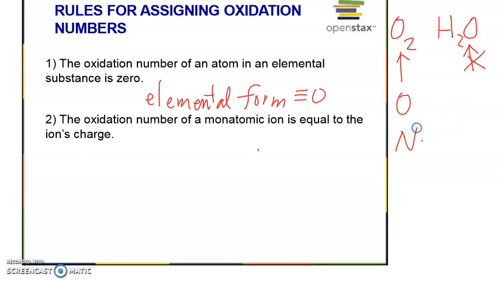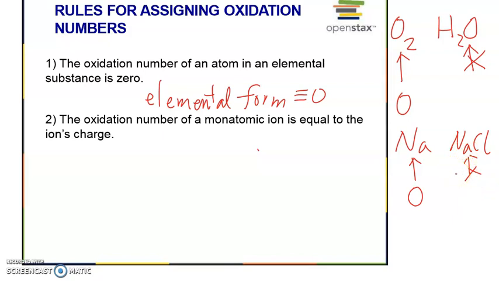Another example, let's say I have sodium. What is the oxidation state of sodium metal? It's just one element, so in its elemental form, therefore the oxidation number is 0. What about NaCl? Now we have more than one element in it, therefore we cannot call this elemental form, so it is not 0 here.